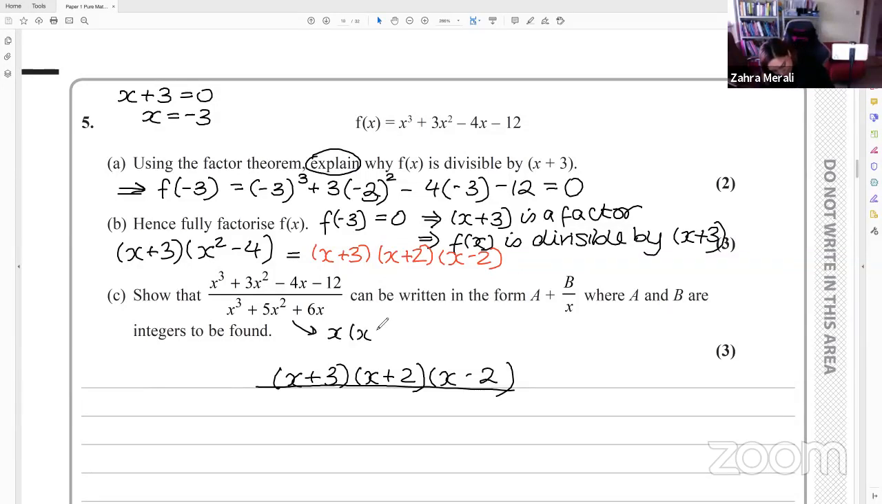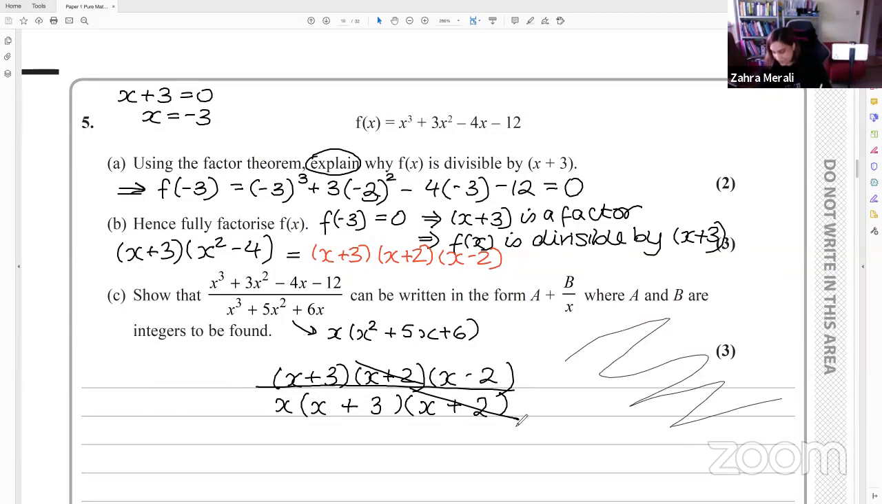and you're going to get x times x squared plus 5x plus 6. So if you were to factorize the bottom, you're going to get x, x plus 3 and x plus 2, and hopefully you can see that the x plus 2 cancels out. And what does this leave you with? So you've cancelled out the x plus 2, and you can cancel out the x plus 3. So you're left with x minus 2 over x.